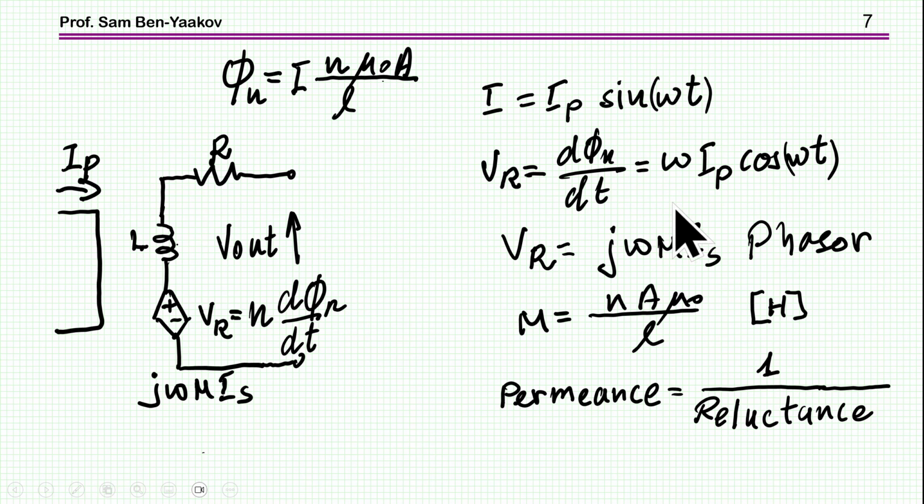And you can express it in phasor notation as j omega M. Now, M is this value that we have found earlier: N times A, the cross-section area, the permeability, and the total length of the loop. And the units here are Henry. This is actually mutual inductance. Now, this value here is actually permeance, or 1 over reluctance, which is related to magnetic units that we are used to.